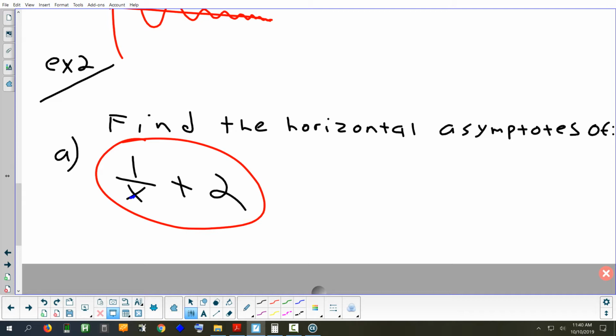If you plug in -100 for x, you would have 1 divided by -100. That's -0.01 plus 2, which is 1.99. So that's still very, very close to 2, no matter which way you head on the x-axis.